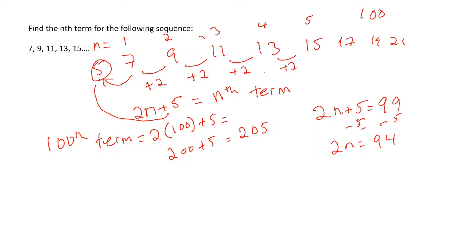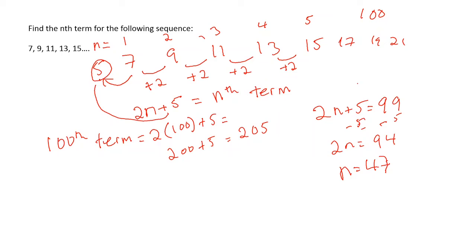If you're not too sure of how to figure out what 2 into 94 is, feel free to take out a calculator. But n would then be 47. Now, because n is 47, a whole number, and that's the position in the sequence, I know that 99 is going to be in my sequence. It's going to be at position number 47.